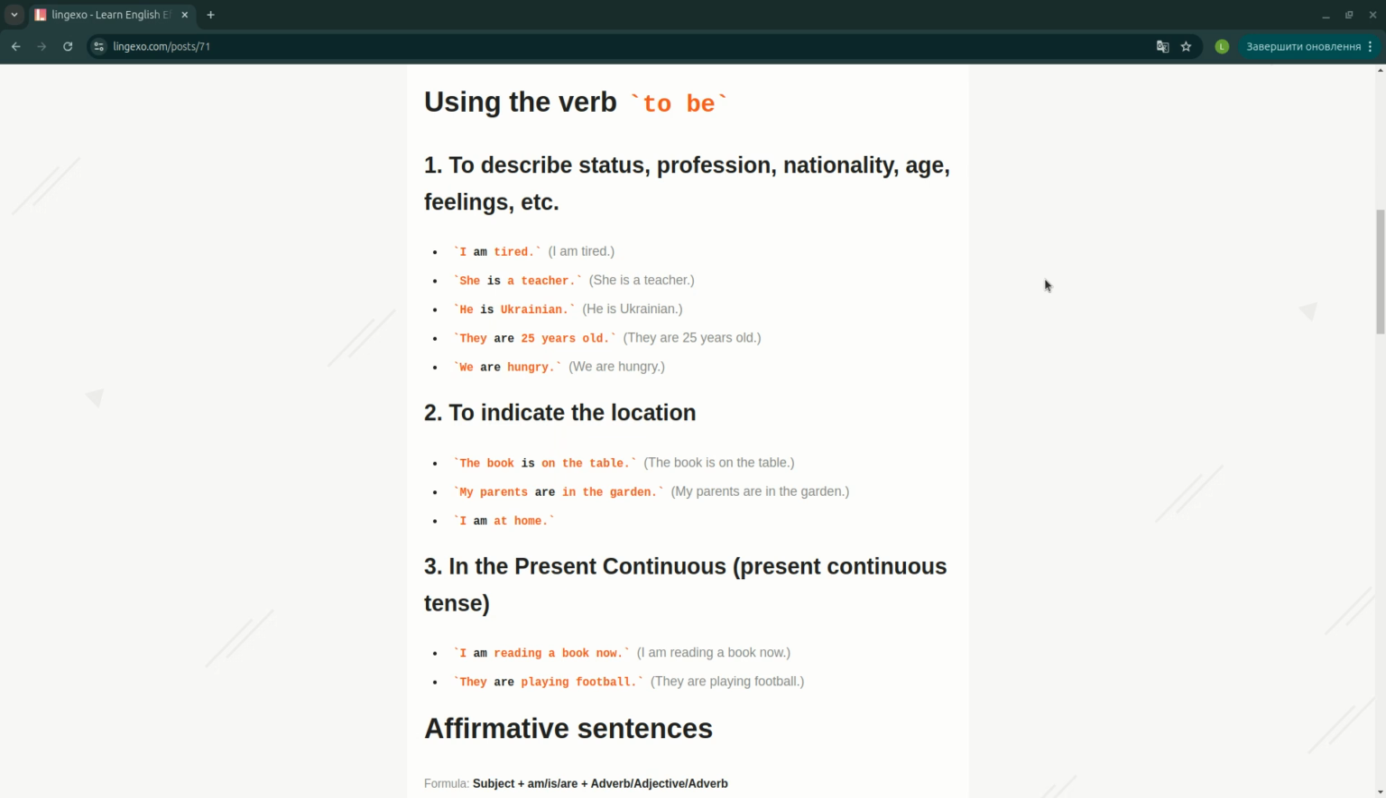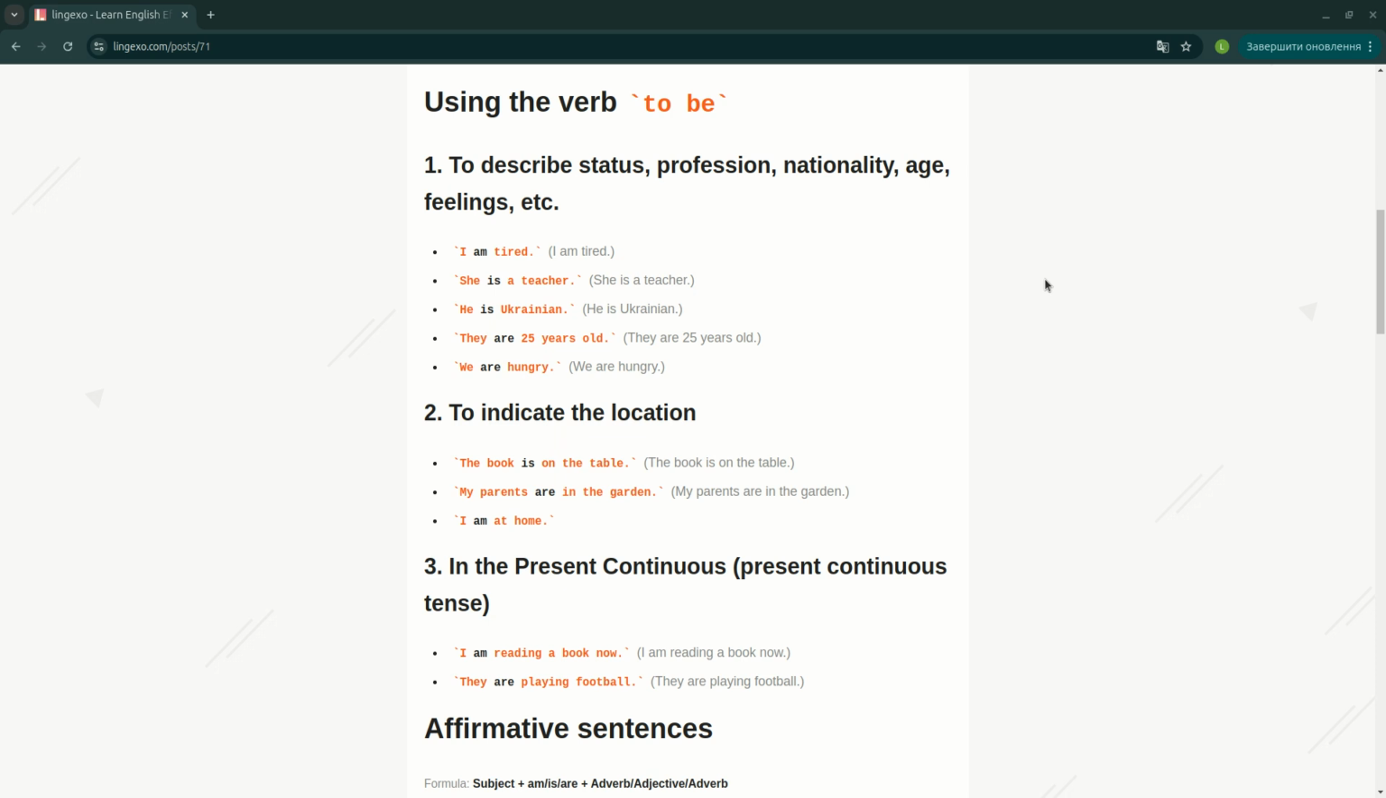We also use it to indicate location. The book is on the table. My parents are in the garden. I am at home. It is also used in the present continuous tense. I am reading a book now. They are playing football.